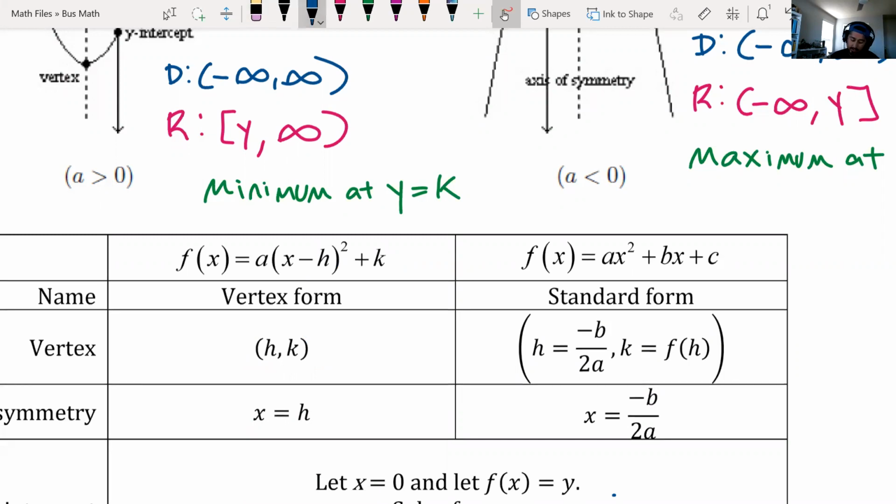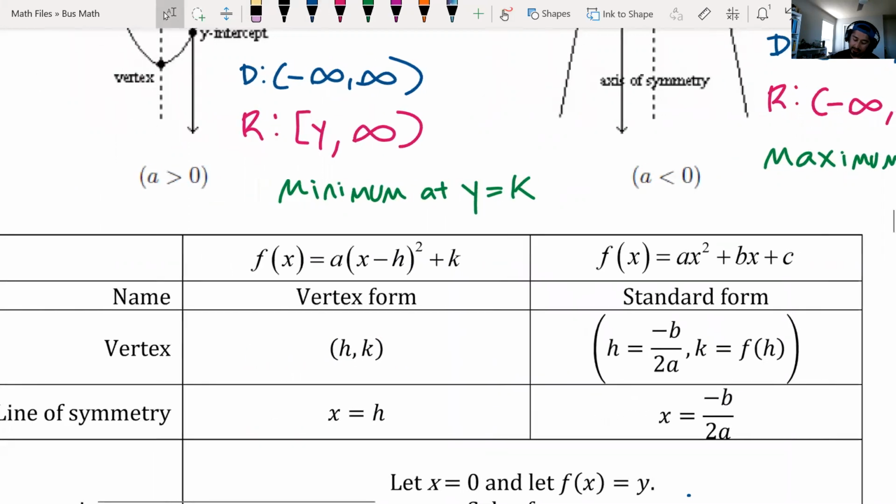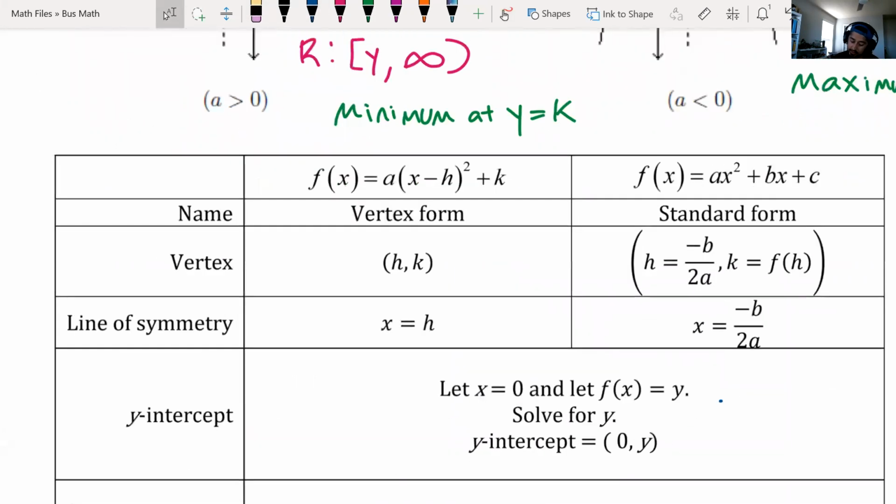And then next, if you want to find your axis of symmetry, well, this goes hand in hand with your vertex. If you know the h value for your vertex, then you know the value for your line of symmetry. It's just x equals h. So three points right there.